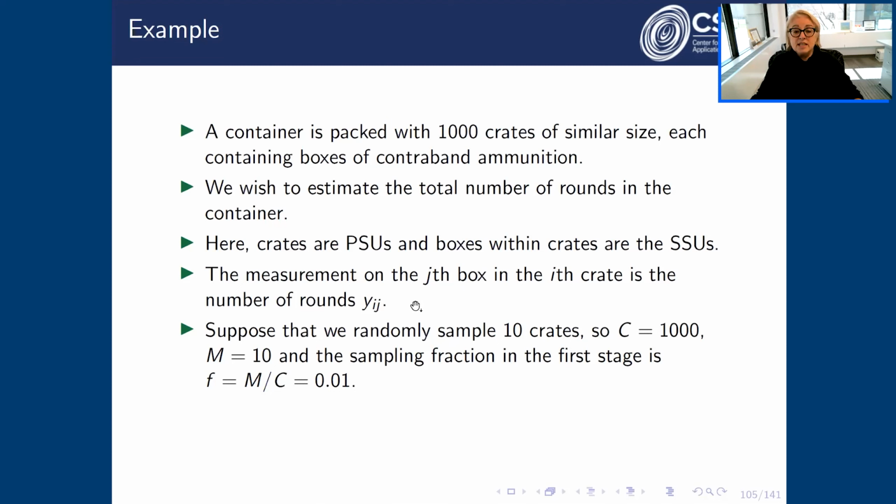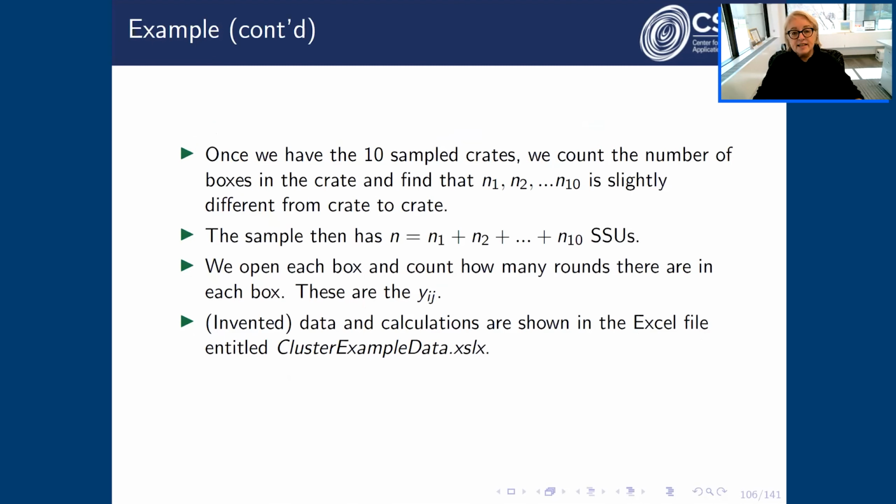So C here is 1,000. There are 1,000 clusters in the population. M is 10; let's suppose that I draw 10 crates out of these 1,000 crates. And the sampling fraction here is 0.01. It's the number of crates I draw divided by the total number of crates. And so this is my first stage sampling fraction. The second stage depends on what I do next, right?